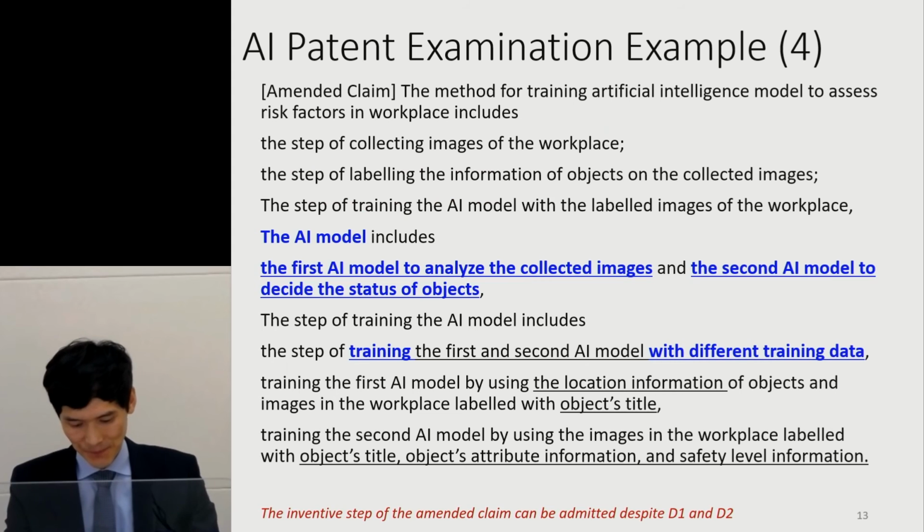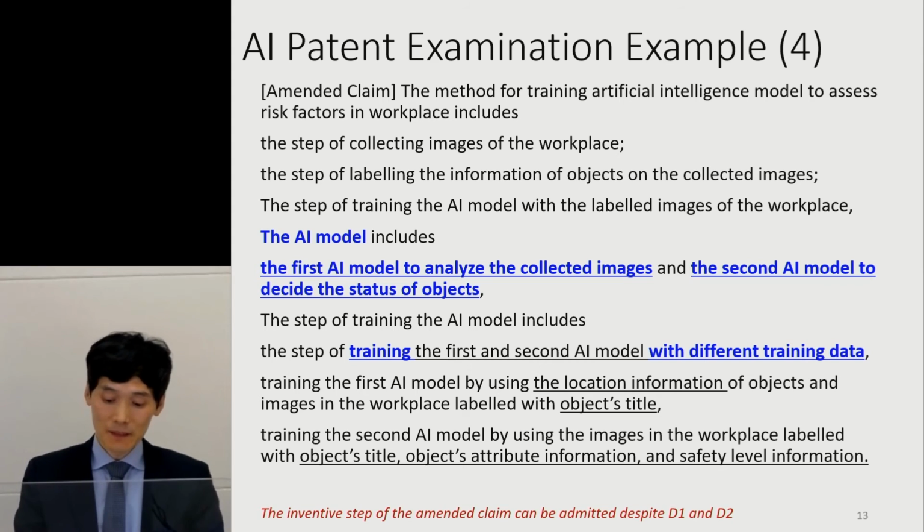Next, please. The applicant amended the original claim. The applicant specified the AI model with the 2 consecutive models and 2 different training data. The inventive step of the amended claim can be patented despite D1 and D2.